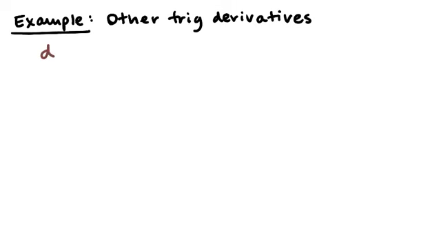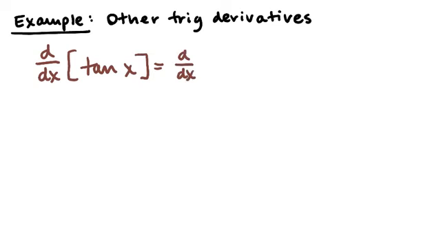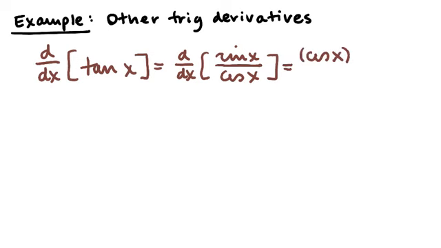Okay? So I'm going to start with y equals tangent x. So the derivative of tangent x with respect to x. Well, if you don't know it, what I'm going to do is write this as the derivative of sine x divided by cosine x. And I'm going to use the quotient rule. And now maybe you're starting to remember that it's bottom times the derivative of the top.